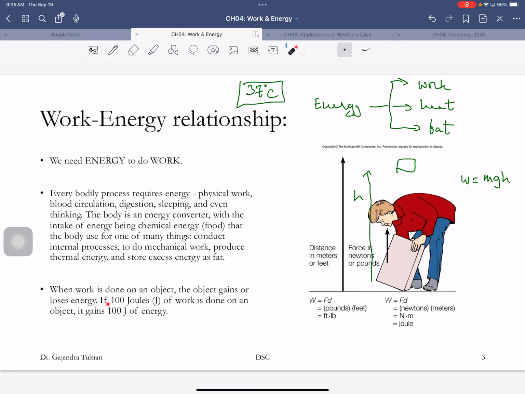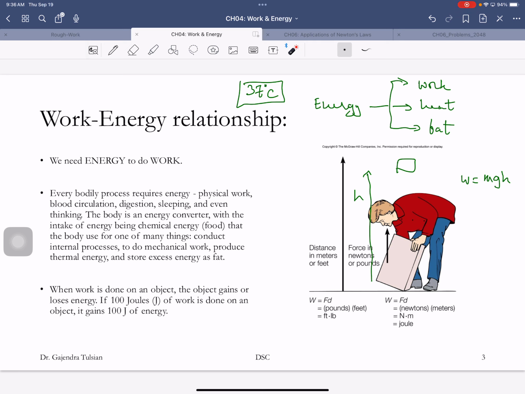All right, so here's the deal. If 100 joules of work, joules is a unit of work and energy, is done on an object, so if you do 100 joules of work on this object, it gains 100 joules of energy. That energy didn't vanish. So when I lifted this object up and I did 100 joules of work, it gained 100 joules of energy.